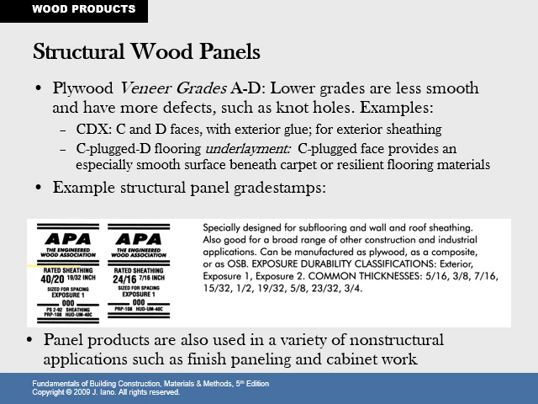Okay, here's something you see quite often when you're at Home Depot. You can see wood that has this particular certificate attached to it, most likely printed onto the wood itself, the APA mark of quality, the structural wood panels, with the plywood veneer grades A through D, each labeled. Lower grades are less smooth and have more defects, such as knot holes, for example.